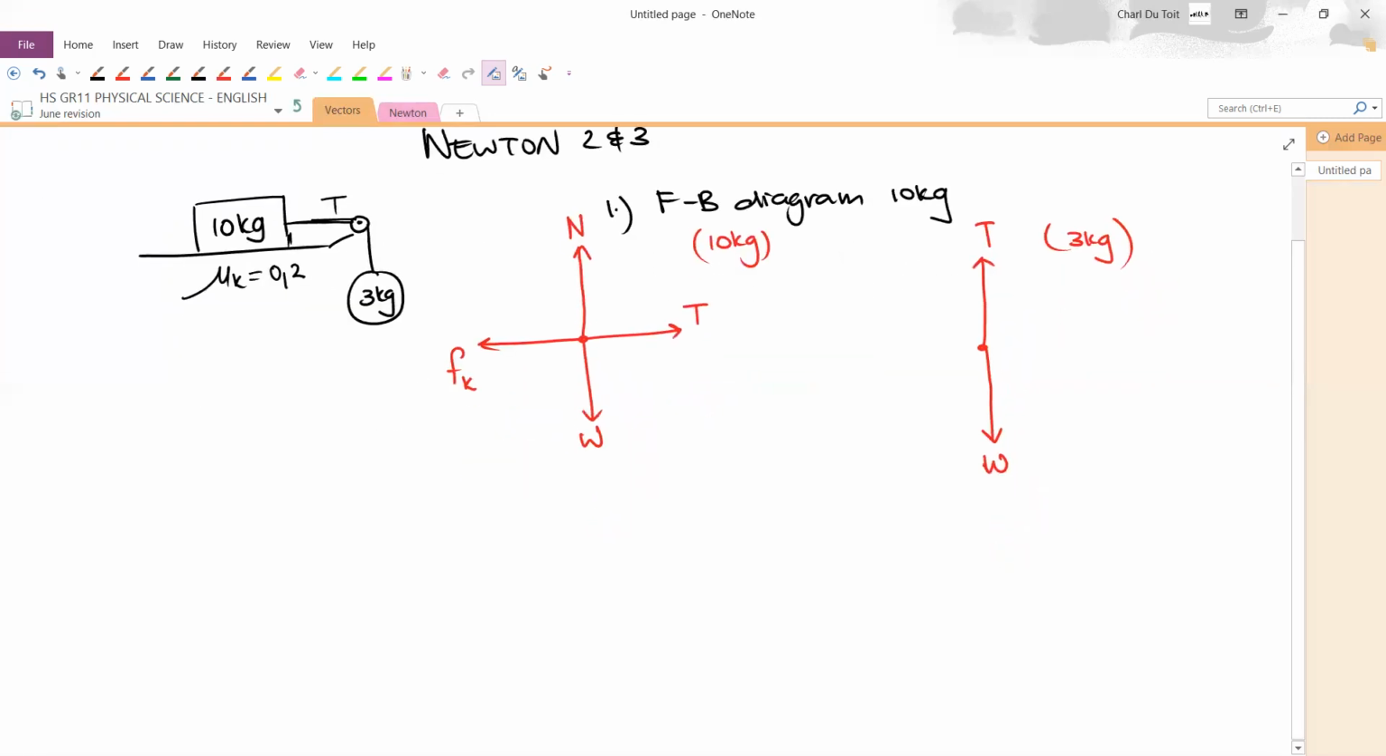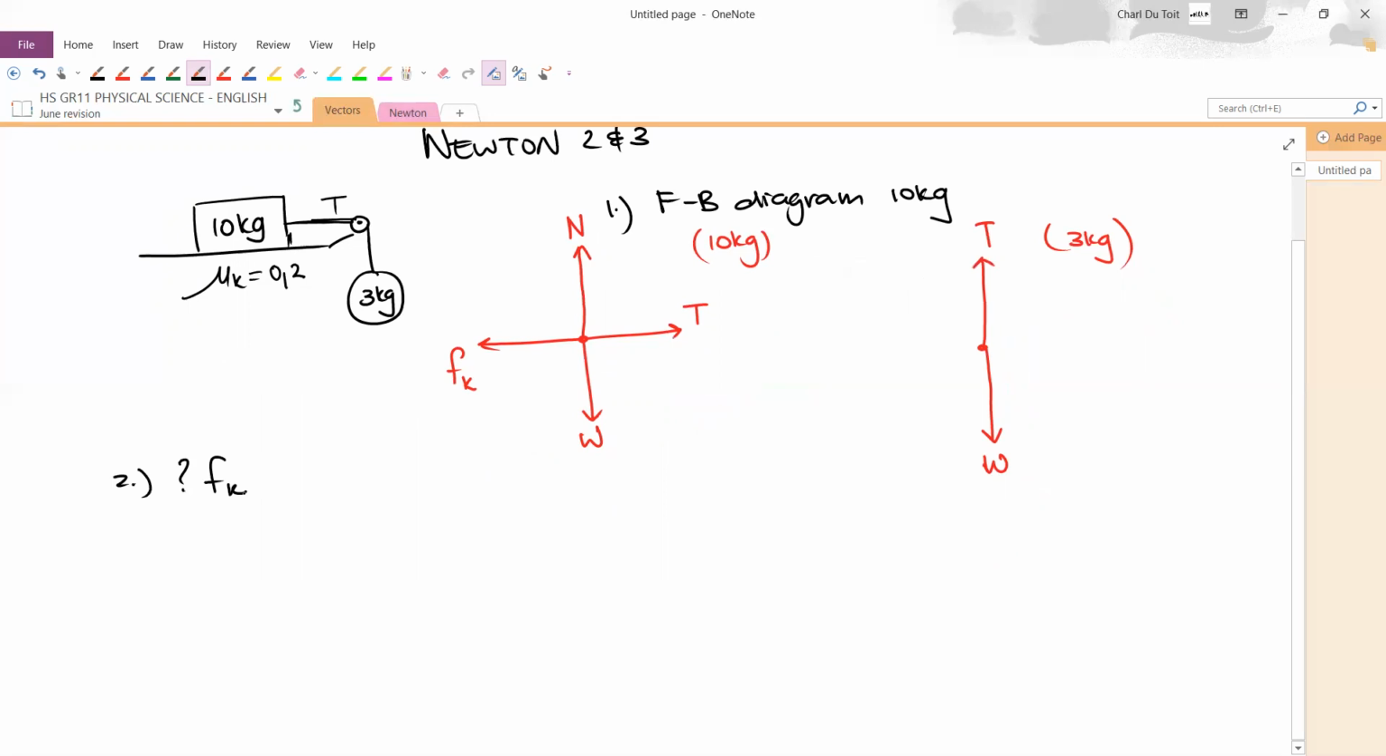fairly easy, they'll ask you to work out the kinetic friction. If they want to make the sum harder, they'll ask you the acceleration of the system. So in this case, we're just going to split it up into two parts. The next one is, please calculate the kinetic friction.